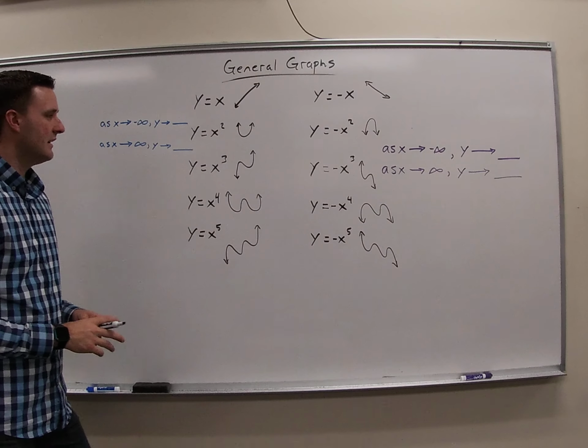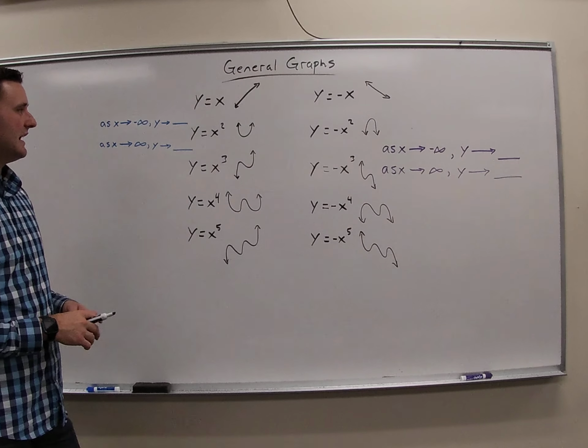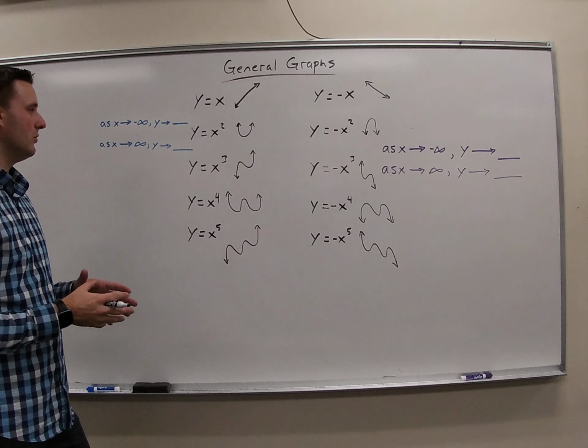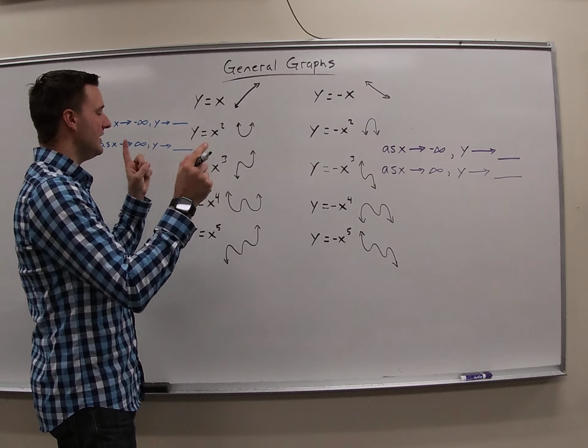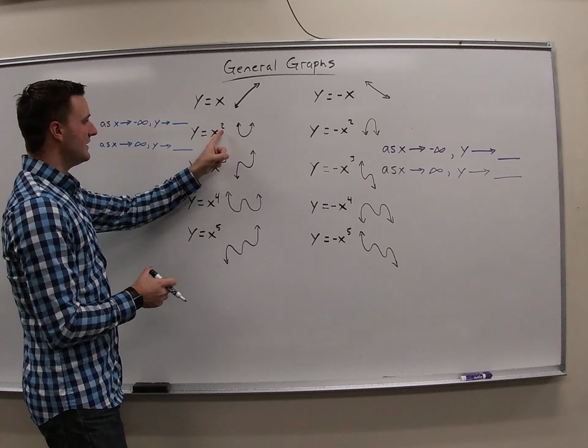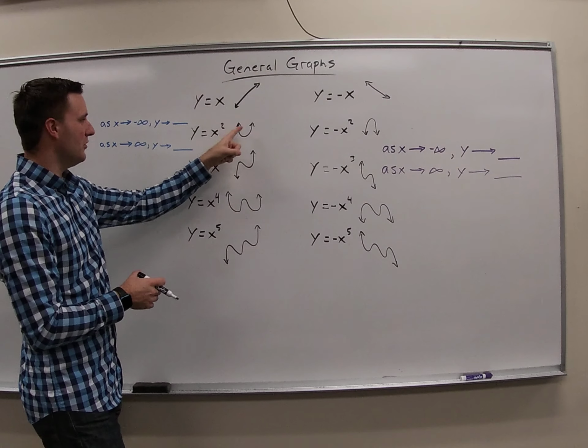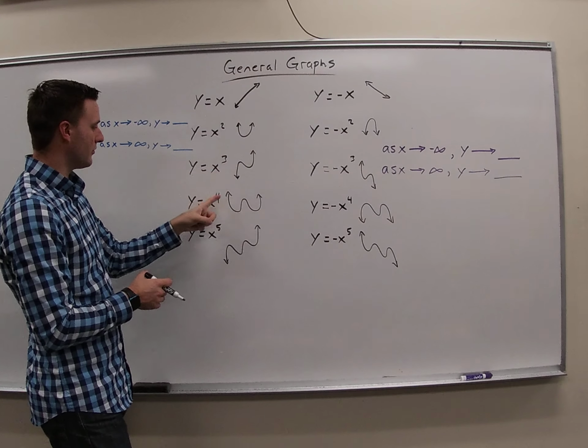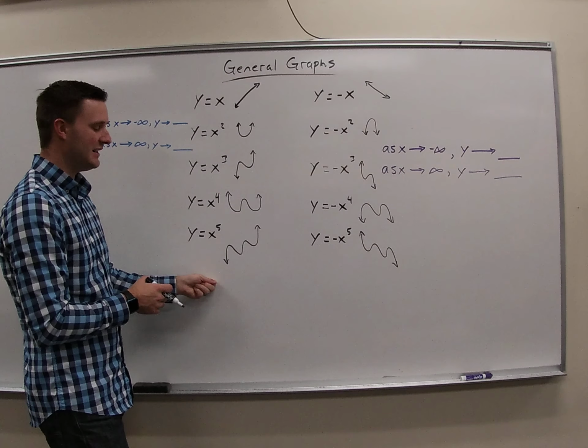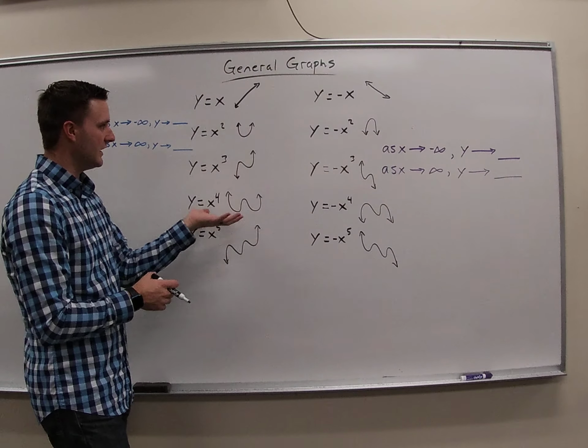Now, one thing that I want you to notice is the end behavior, or where the arrows are pointing. Every time we have an even exponent, notice how both arrows are pointing up. So with 2 or 4, both arrows are pointing up. If we did x to the sixth, both arrows would be pointing up.